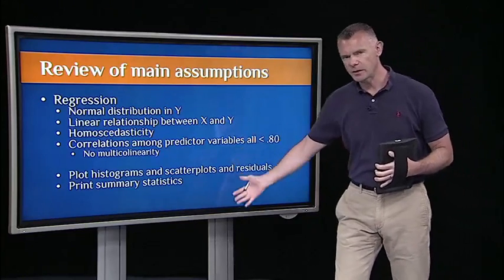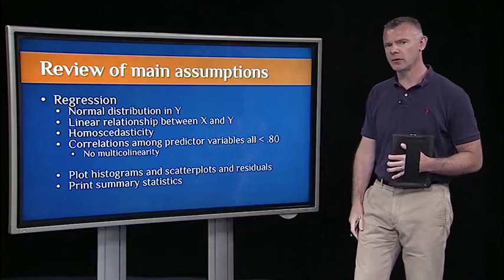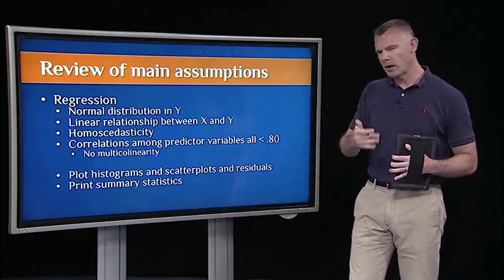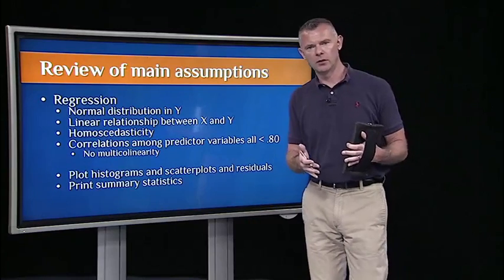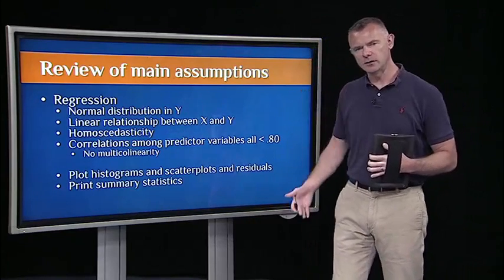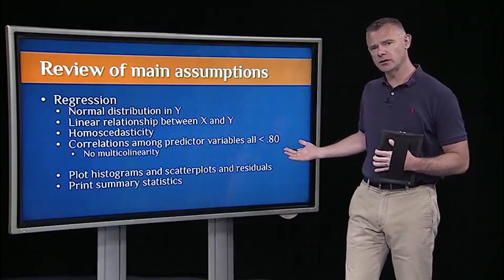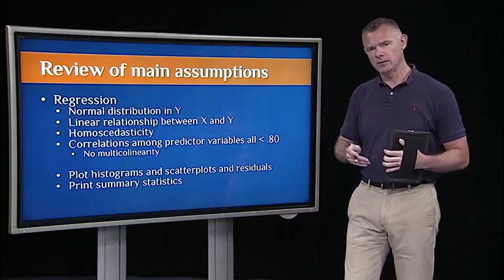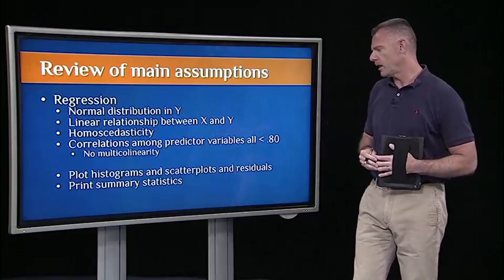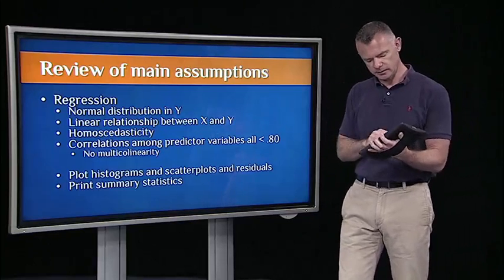And again, how did we test those assumptions? How did we look for violations of those assumptions? We plotted histograms to look for non-normal distributions. We looked at scatter plots and we looked at the residuals in the regression, so we could plot our residuals in histograms or in scatter plots. And we just looked at the summary statistics.